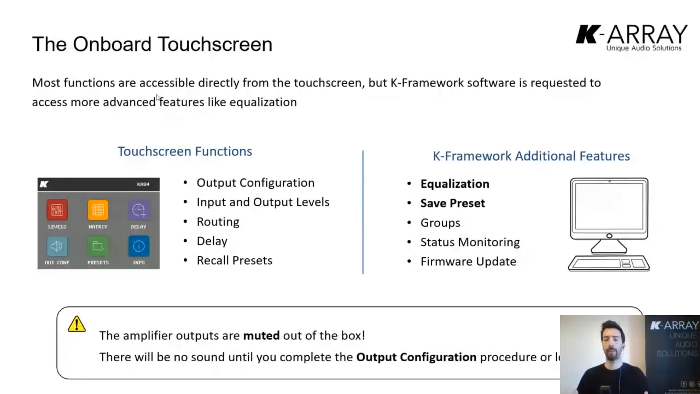Okay, so the amplifier outputs are muted when you buy a new amp. The first thing you do is you complete the output configuration procedure, as I will show you very soon. I'll show you how to do it. From that moment on, you can start sending audio, and the speaker will start to play. And you'll be able to do more fine adjustments with the equalizer and delay and everything, but sound will be already there as soon as you complete the output configuration process.